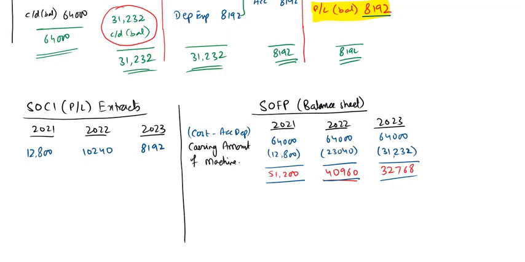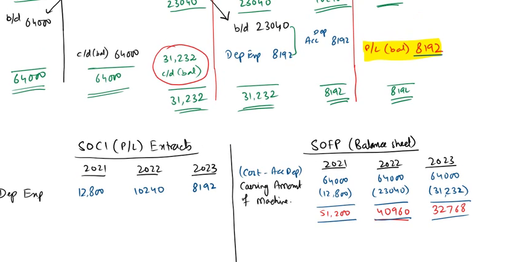So this is the extract of statement of financial position, and this is the extract of statement of comprehensive income. Any questions, students, regarding this? You can ask.